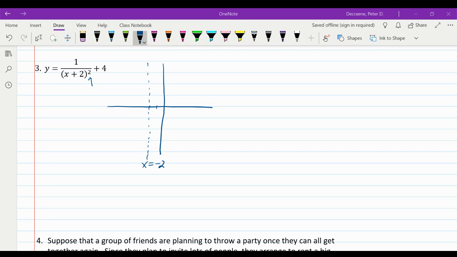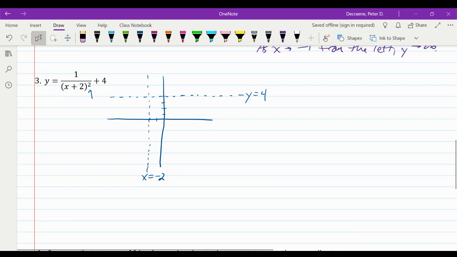Also, a fraction with a variable in the denominator and a constant in the numerator is going to go to 0, get really close to it, but never touch it. It's going to get close to 0 plus 4. 0 plus 4 is 4. So it's going to be like this at y equals 4. That's the horizontal asymptote. Now we just figure out what happens with this.